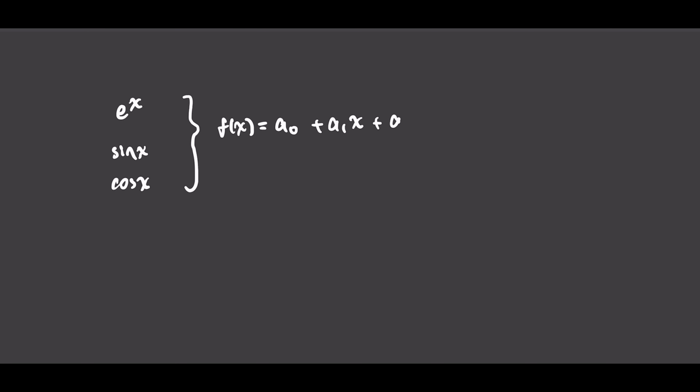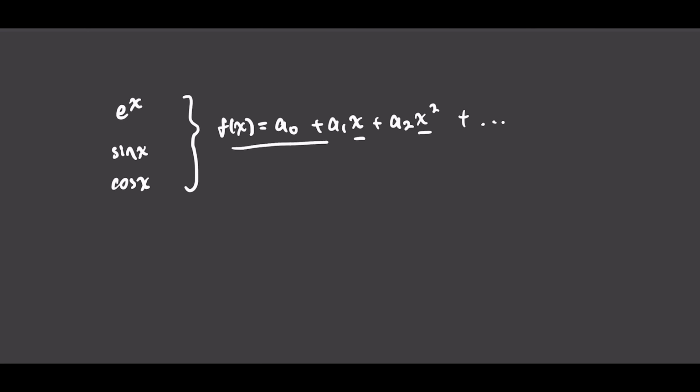Sometimes we want to express special functions like exponential functions or trigonometric functions in terms of a polynomial. Polynomials are sums of terms consisting of different powers of a variable. For example, this is a polynomial in terms of x. There are varying powers of x, such as x and x squared and so on.